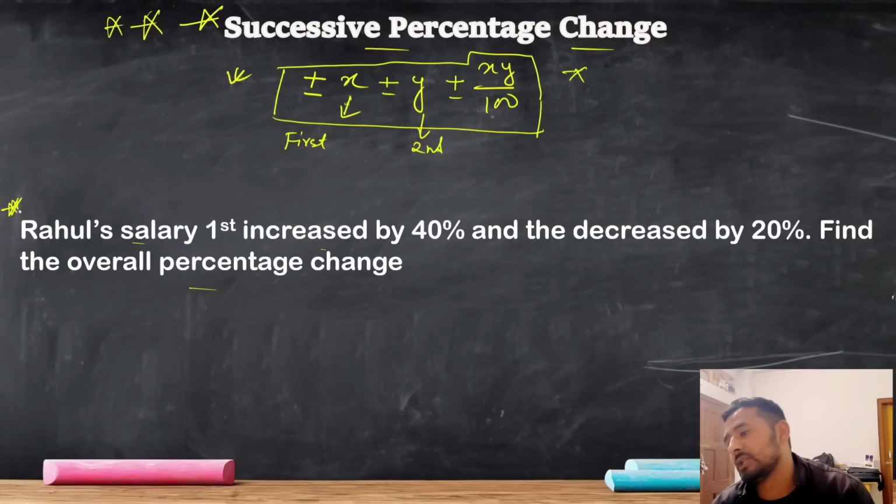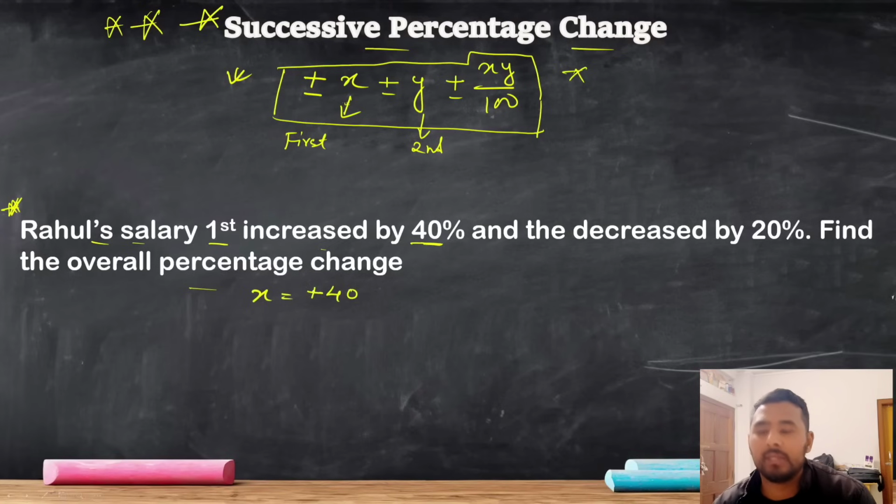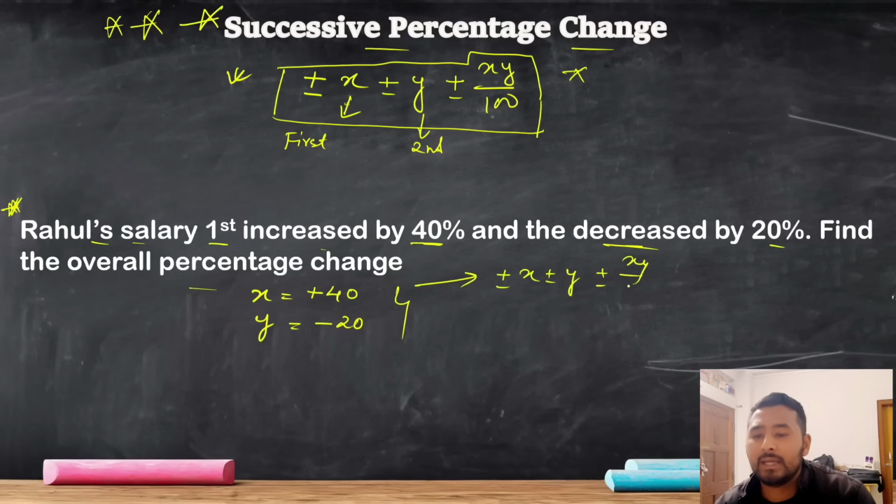So according to this question, let's see. Rahul's salary first increased by 40%. So let us write x equal to plus 40. It is increasing, so 40. And then decrease by 20%. So now you can see y will be how much? Minus 20. Okay. Find the overall percentage change. So use this formula, using successive formula. It is plus minus x plus minus y plus minus xy by 100, right?